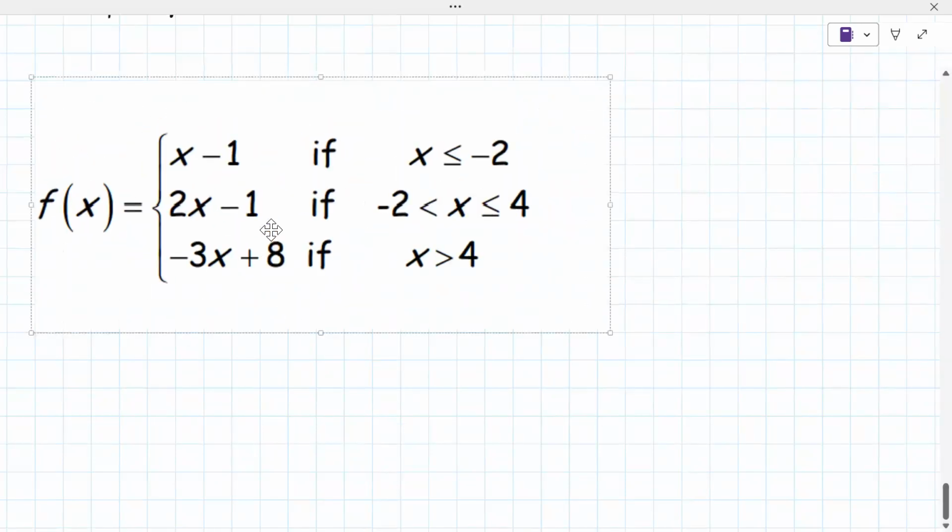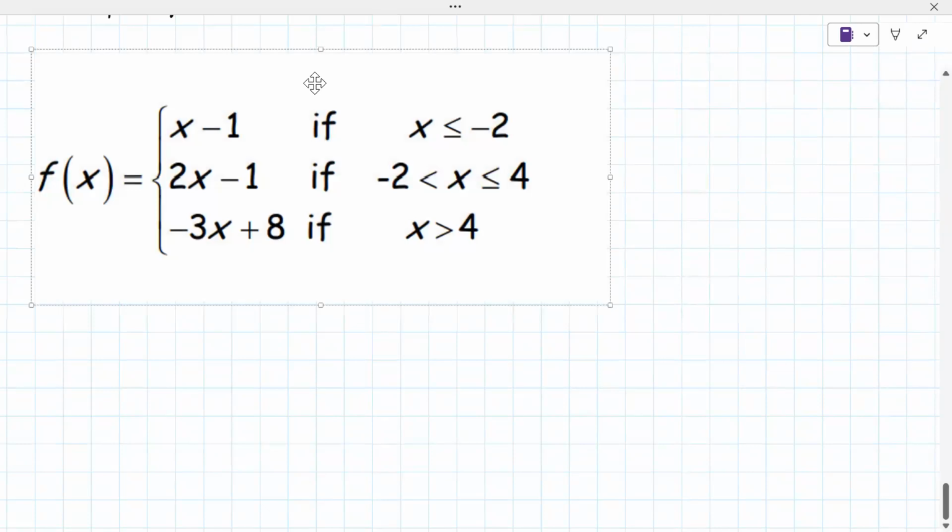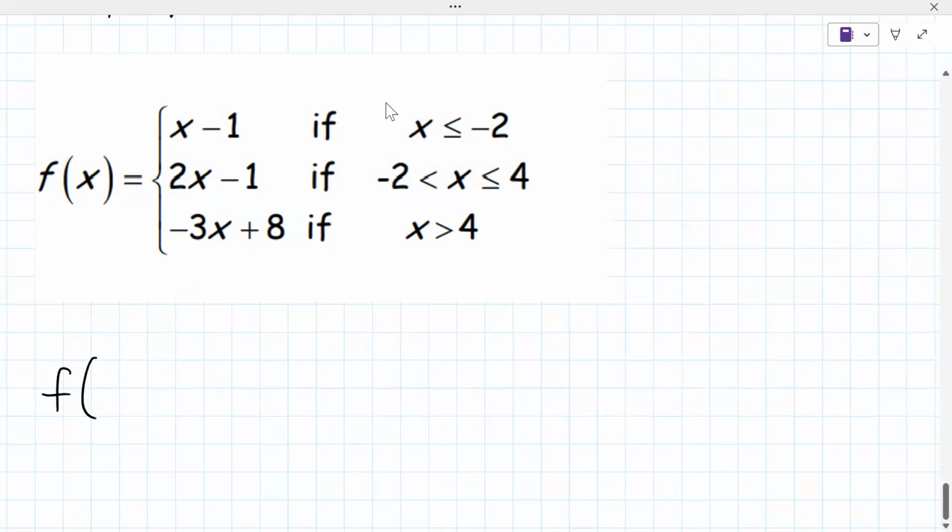Let's look at, and the most I think you guys saw was a three-piece wise function here. So let me have you find a few more of these. Hopefully you're getting the feel for it. You check, does it work in the first? Does it work in the second? Does it work in the third? So I want you to find f of 3 for me. Which piece does that go in? It'd be the middle one.